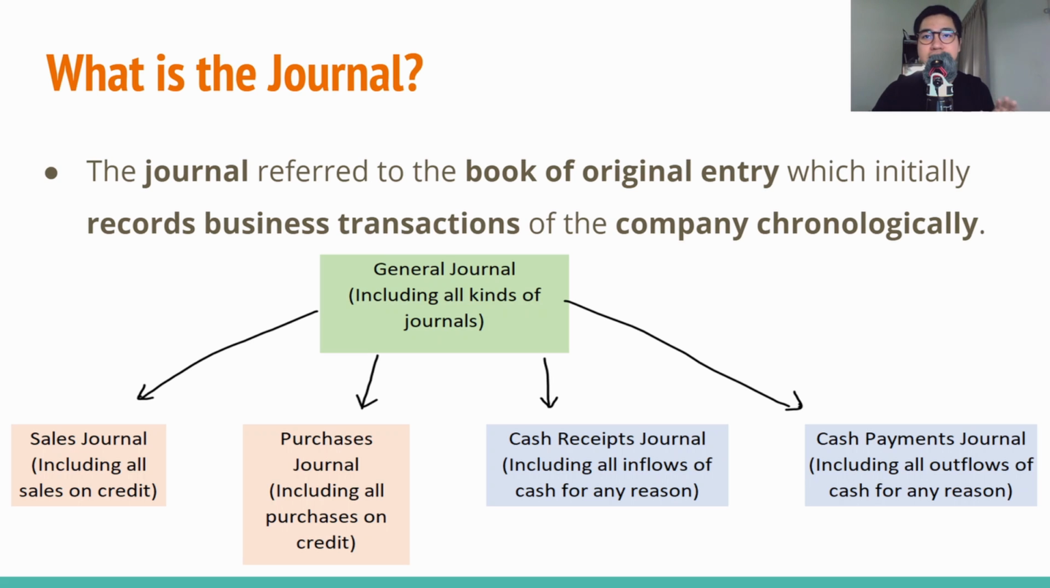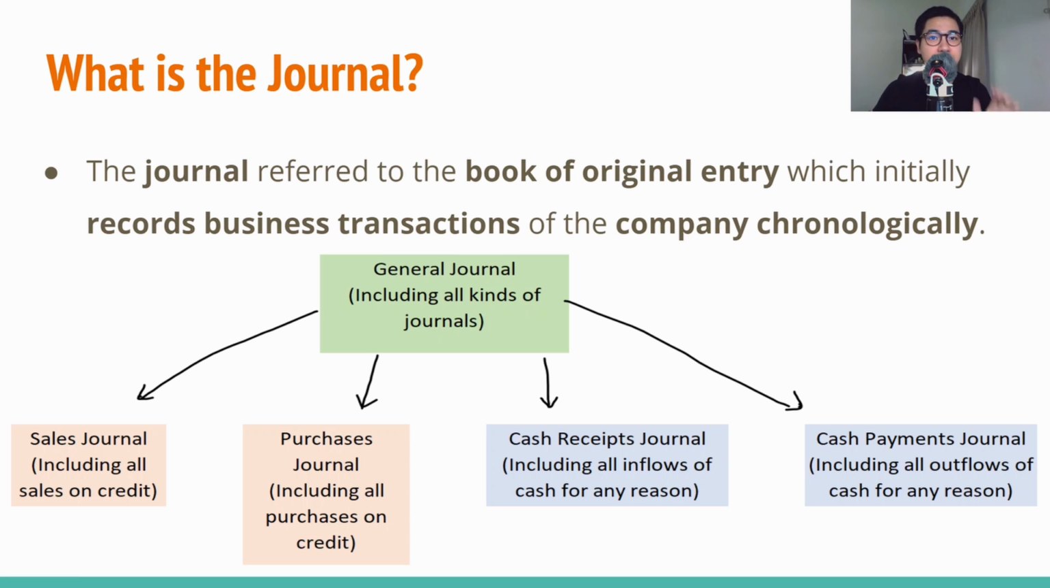Okay, so basically, there are 5 kinds of accounting journal: the general journal, the sales journal, the purchases journal, the cash receipt journal, and the cash payment journal. But the most popular is the general journal. You can consider it as a tremendous journal that includes all kinds of journal. Now, without further ado, firstly, I'm going to touch on the first kind of sub-journal, the sales journal.